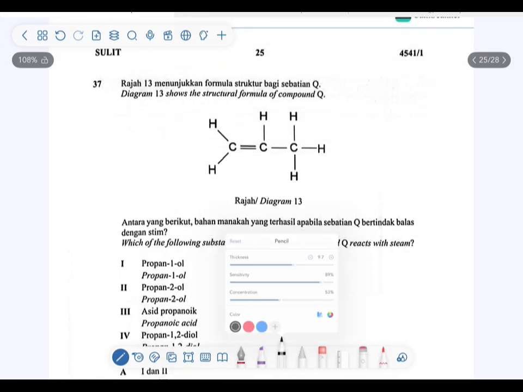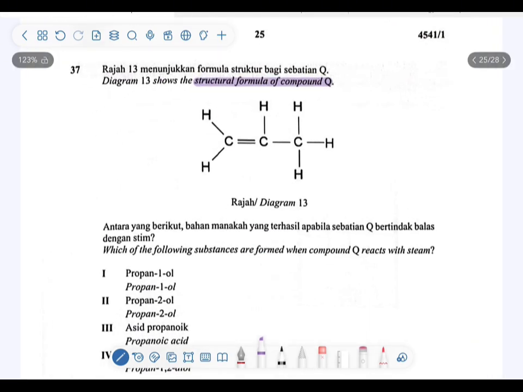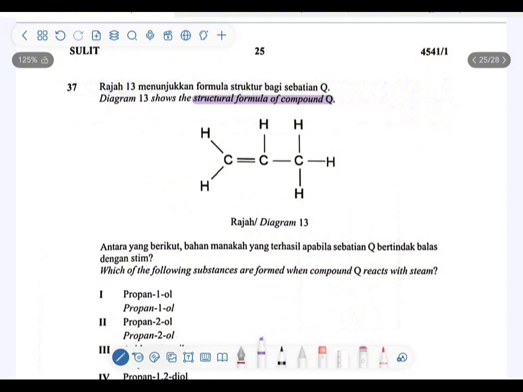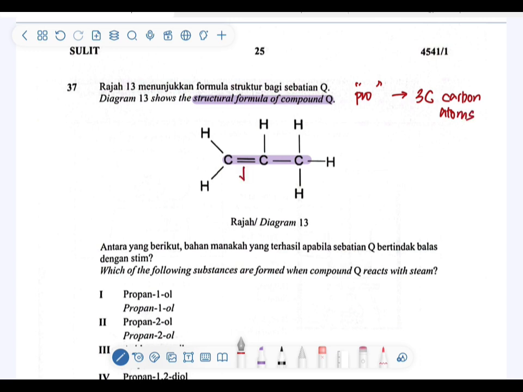Okay, for this question, we have the structural formula of the compound Q. Let's see what this compound is. Which organic family or homologous series is this compound Q? We have 3 carbon atoms, so the name will start from prop, because it contains 3 carbon atoms. And then we have the double bond, which is the alkene. So it is actually an alkene since it contains the double bond. So the name for this compound Q will be propene.